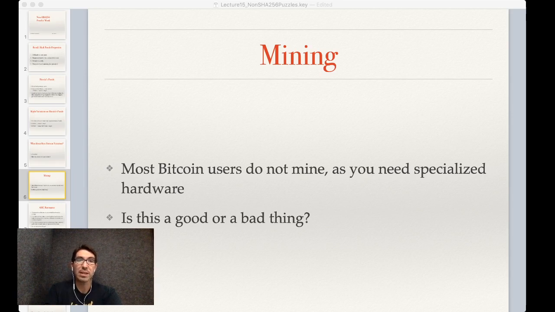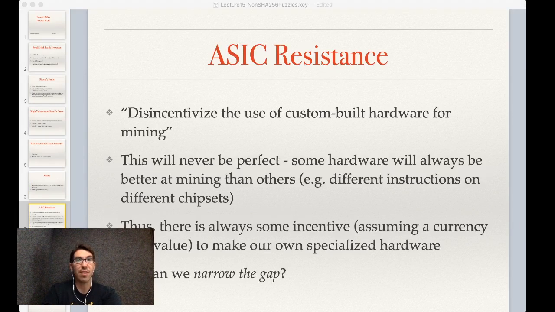And so one way to solve this is to sort of fight against ASICs. So we have this concept of ASIC-resistant proof-of-work. Here we're going to disincentivize the use of custom-built hardware, which means in essence that ordinary users with ordinary computers, or perhaps those with GPU setups as opposed to more specialized ASICs, will be able to mine on more or less an equal footing with those who own specialized hardware. Now, this can never be perfect.